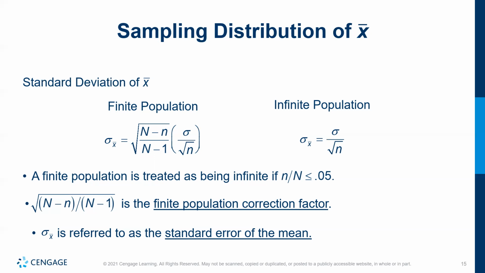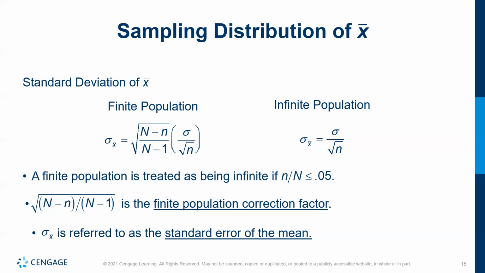So to find the standard deviation in an infinite population or a finite population where the little n over the big N is less than 0.05, there's our formula. For a finite population, this is the correction factor, which is the square root of big N minus little n, so the number in the population minus the number in the sample, divided by the number in the population minus 1. So that sounds like a lot of crazy math.